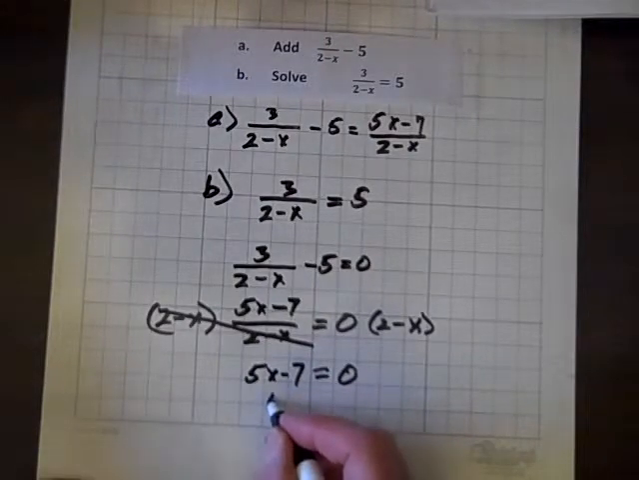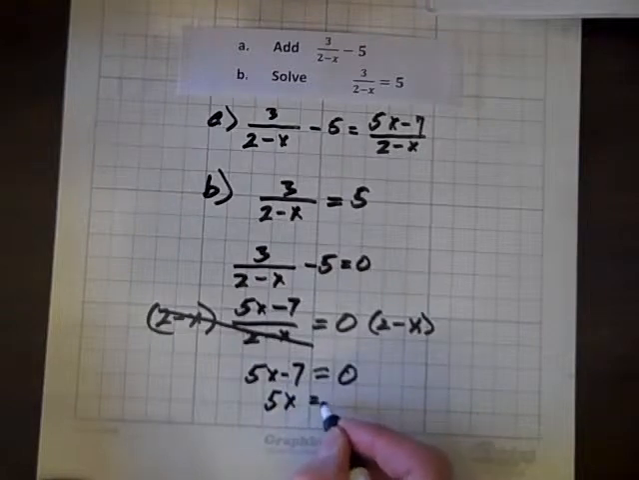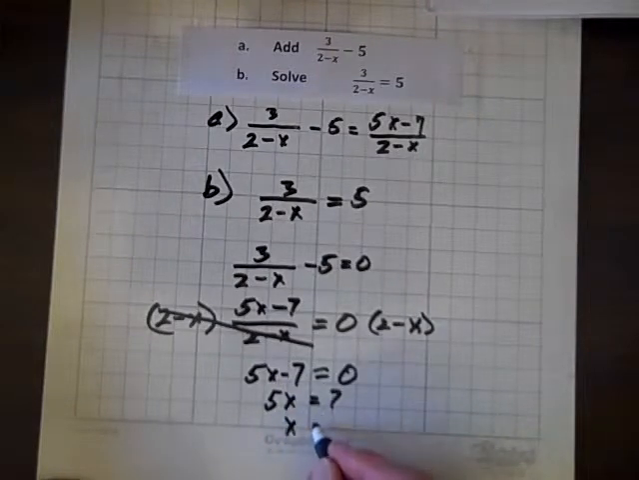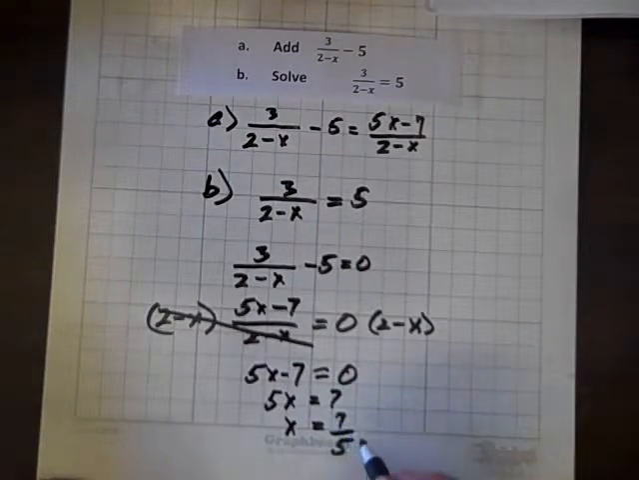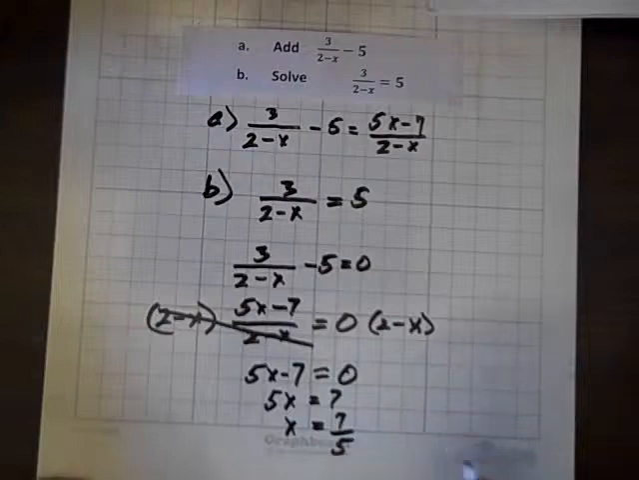We know that 5x equals 7, or x equals 7/5. And we're done once more.